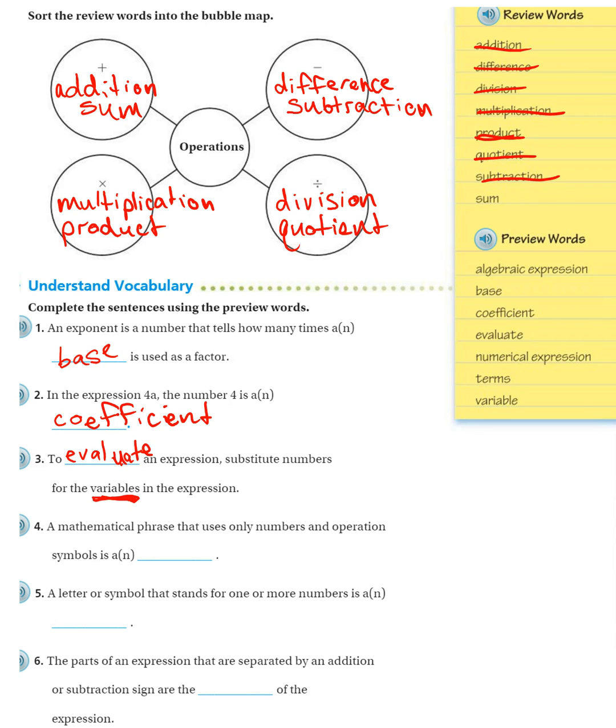Number 4, a mathematical phrase that uses only numbers and operation symbols is a numerical expression. So a numerical expression would be like 4 plus 3. Okay, it's a mathematical phrase, there's no equal sign. It uses only numbers and operations. No variables here. Okay, number 5, a letter or symbol that stands for one or more numbers is a variable.